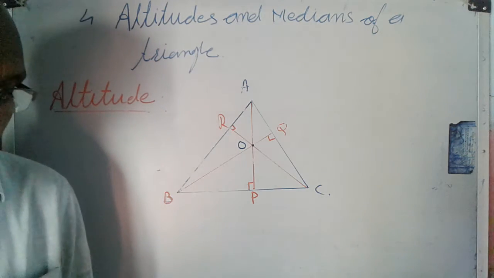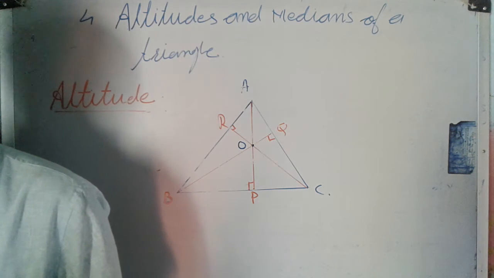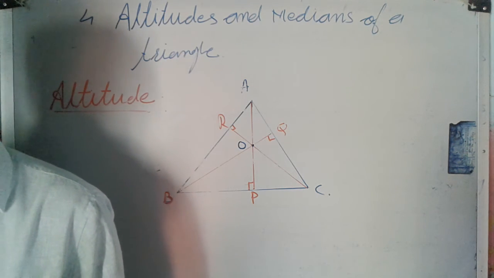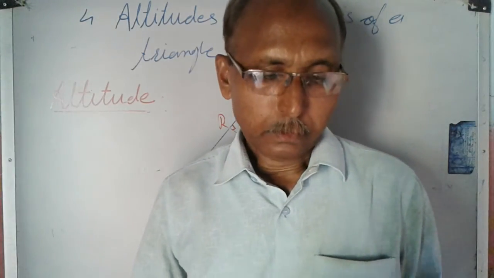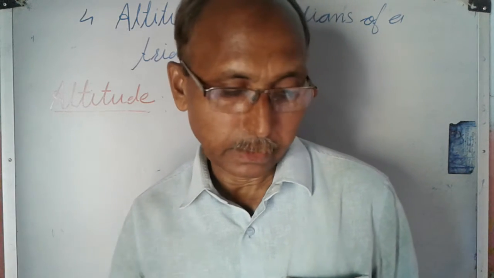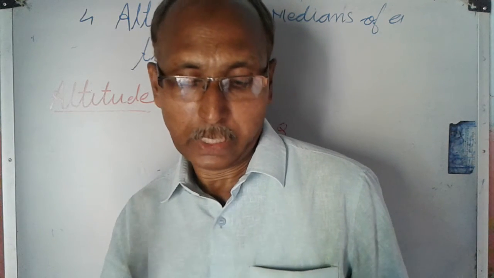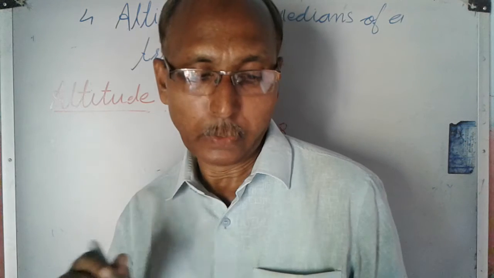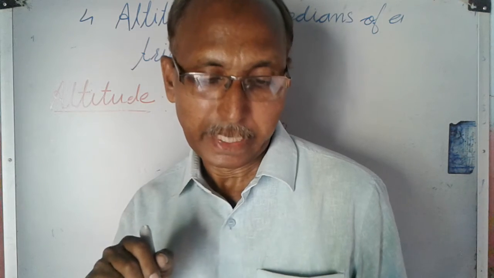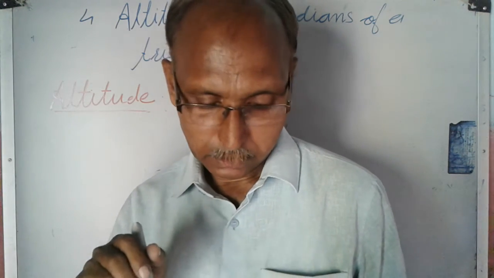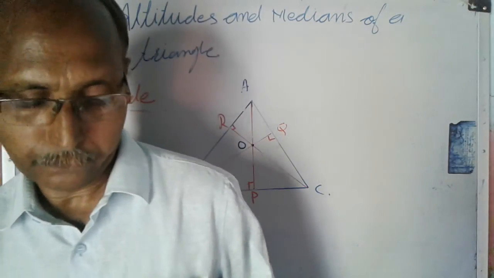This is the concept of altitudes. Now see here on page number 20 there are three activities, activity 1, 2 and 3. So you can draw different types of triangles, and you can locate the orthocenter of the triangle in these three activities. You try these activities on your own, and next time we will study the median of a triangle.